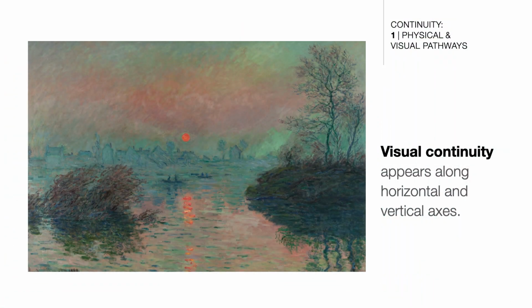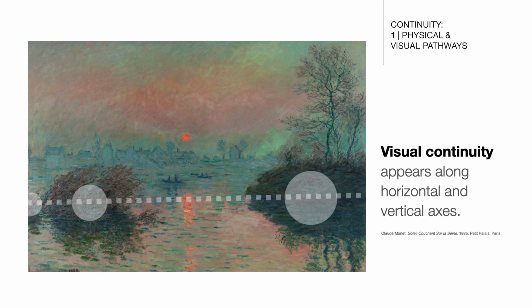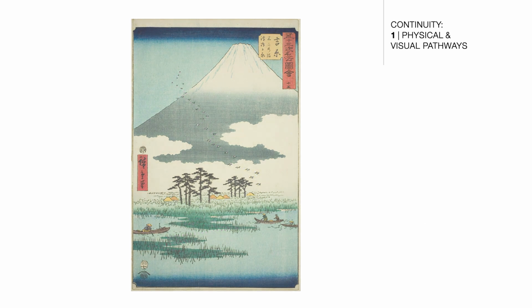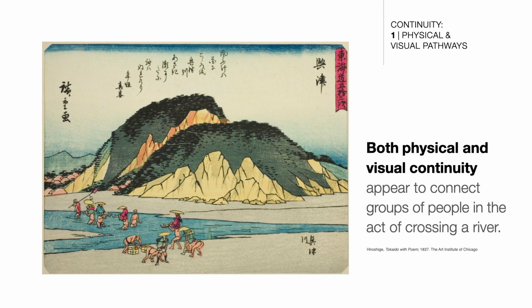Visual continuity appears along horizontal and vertical axes. Both visual and physical continuity appear as zigzagging forms of movement. Both physical and visual continuity appear to connect groups of people in the act of crossing a river.